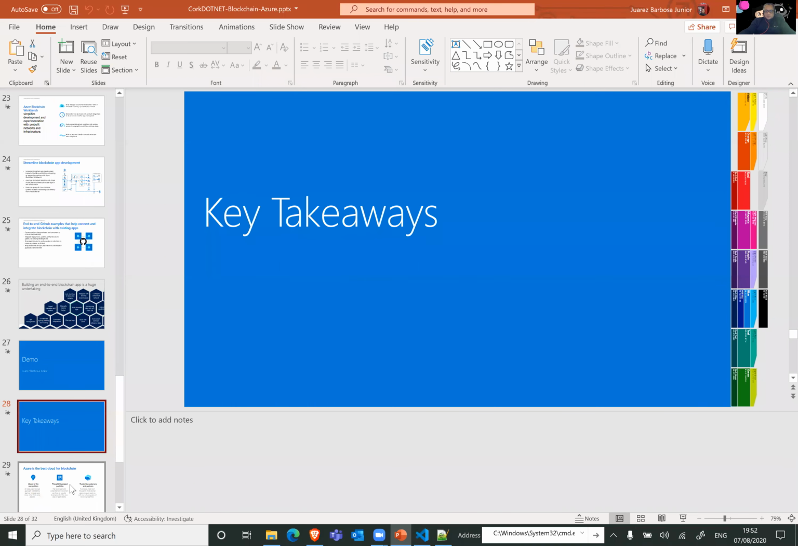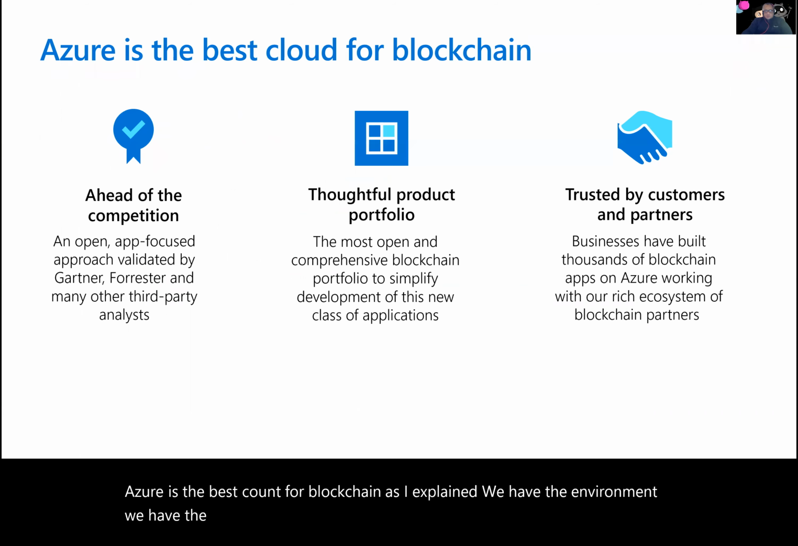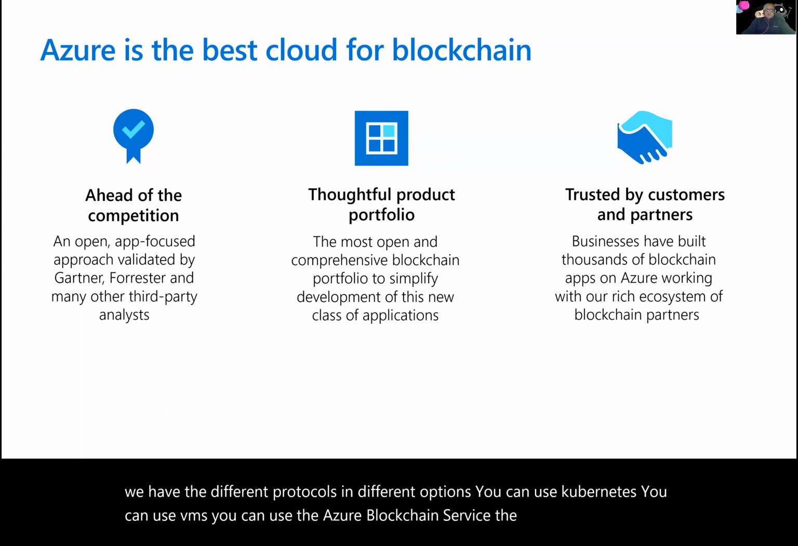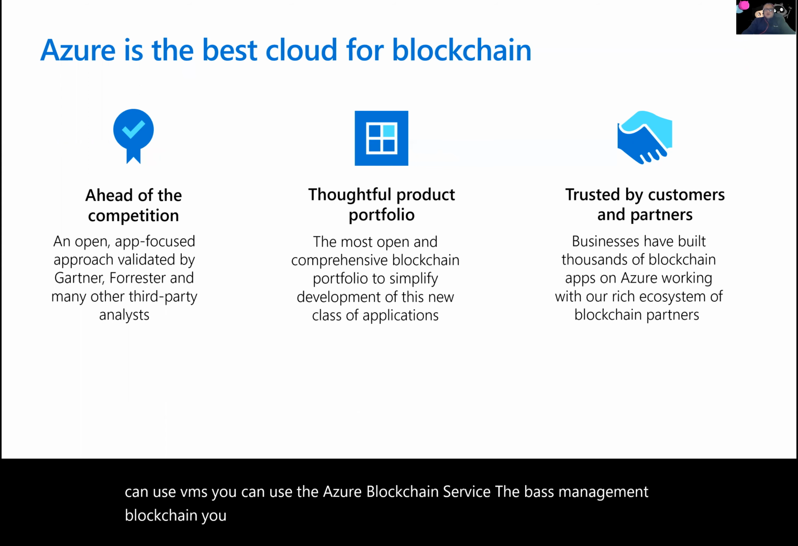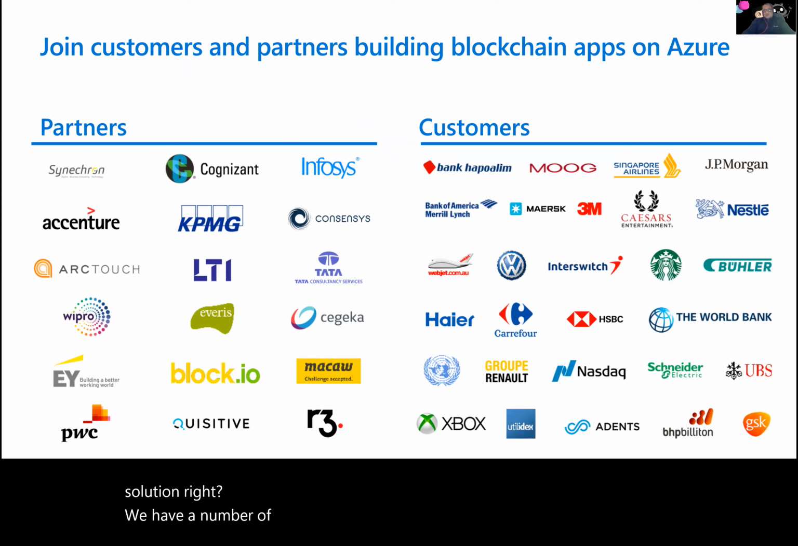Just to finish here, Dan, the key takeaways. Azure is the best cloud for blockchain. As I explained, we have the environment, we have the different protocols and different options. You can use Kubernetes, you can use VMs, you can use the Azure Blockchain Service, the BaaS managed blockchain, to abstract all the complexity. We have all the different Azure services and the integration. We have all the bits to support your solution, right? We have a number of partners and customers, as I presented, for example, the case with Starbucks.